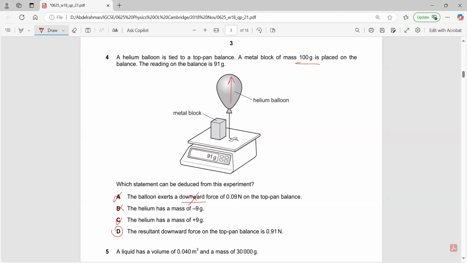How is it correct? 91 grams. Can I change 91 grams to newtons? Can I find the weight of this mass? Yes, but first of all, you need to change the mass into kilograms. So 91 divided by 1000 is 0.091 kilograms. And then to find the weight, you just multiply by 9.8 or by 10. For simplicity, it would be 0.91 newtons. And that's why D is the correct answer.